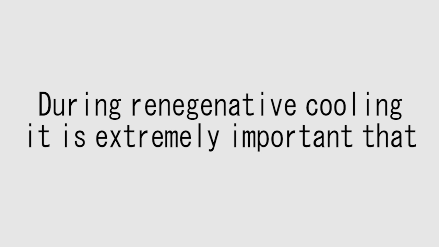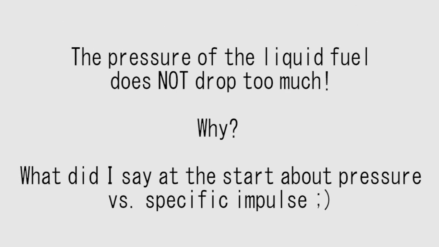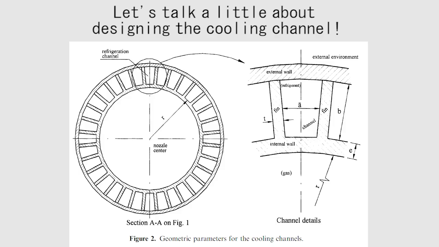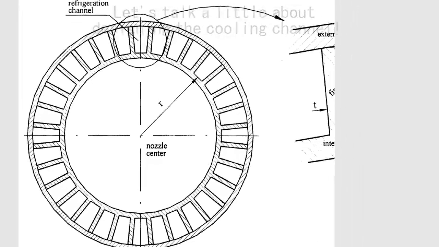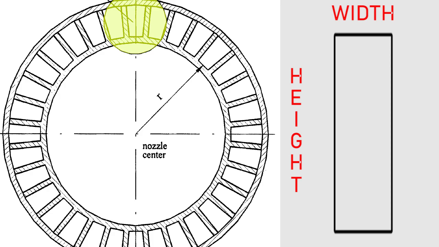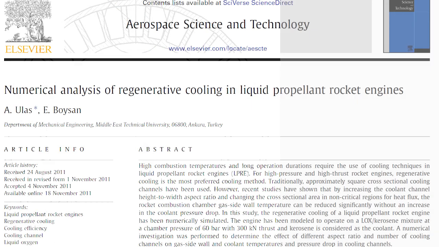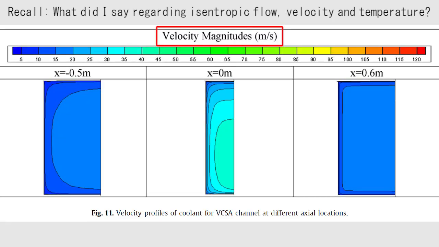Now, when this mechanism is taking place, it is important to ensure that the coolant pressure does not drop too much. Otherwise, it'll reduce the specific impulse of the rocket. By increasing the height to width ratio of the cooling channel, the temperature of the gas can be reduced drastically and safely without a big drop in coolant pressure, as demonstrated by this paper here.